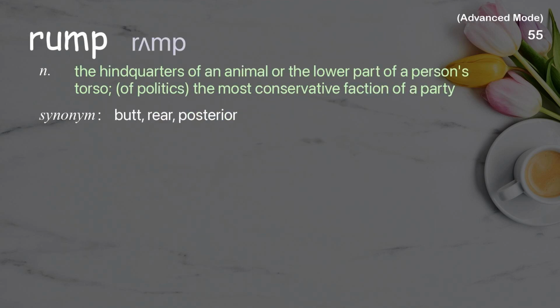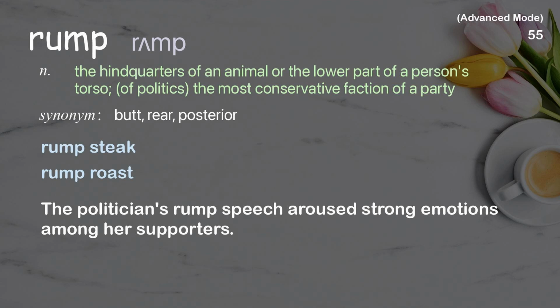Rump. The hindquarters of an animal or the lower part of a person's torso. Of politics, the most conservative faction of a party. Examples: Rump steak. Rump roast. The politician's rump speech aroused strong emotions among her supporters.